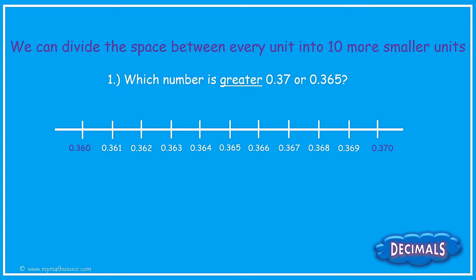Because we have already established that every unit can be divided into 10 units, this can help us to determine which one of these numbers is the bigger number. 0.37 or 0.370 is at the end of this number line. 0.365 is right in the middle. And so it's clear from this number line which number is the greater number.